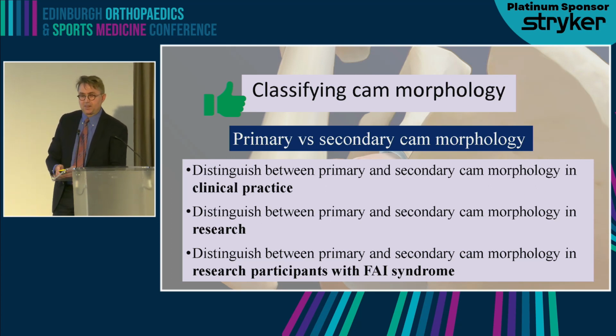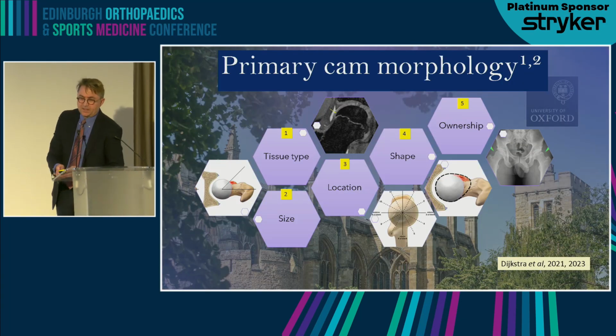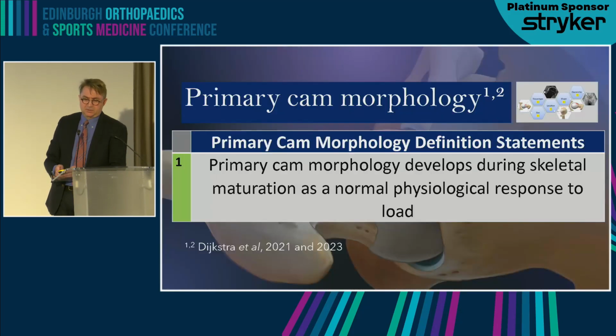Classifying the morphology was an important aim for us as well. So we asked the panelists to score 4 classifying statements, and we agreed that we should distinguish between primary and secondary CAM morphology. Primary CAM morphology will be the topic of the rest of my talk, and this morphology has 5 important conceptual but also operational attributes. First, tissue type, can be either bony or soft tissue. Size, it has a location or a specific site around the femoral head-neck junction. Shape, and ownership, which I will discuss a little bit more.